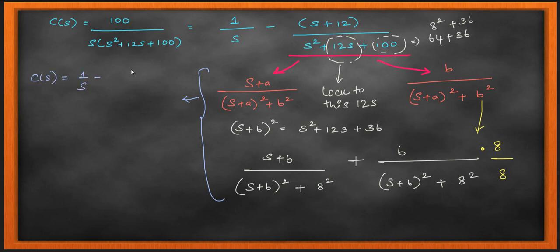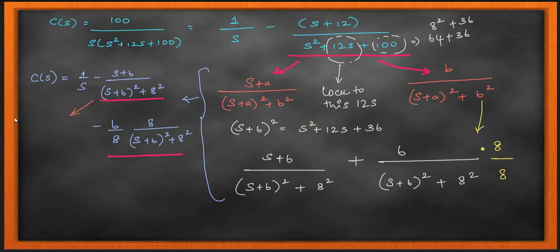So my s plus a divided by s plus a the whole square plus b square becomes e to the power of minus at cos bt. Then b divided by s plus a the whole square plus b square gives e to the power of minus at sine bt. Good. So that is your form.